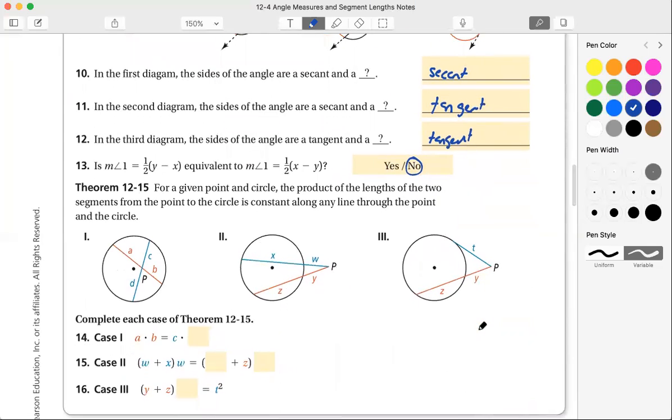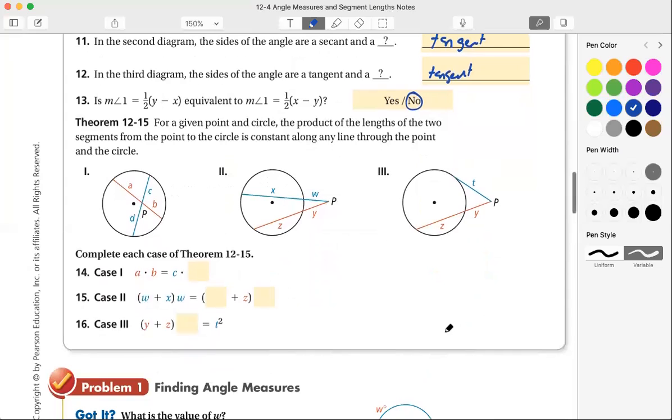All right, theorem 12-15. For a given point and circle, the product of the lengths of the two segments from the point to the circle is constant along any line through the point and the circle. So here are 3 cases, 1, 2, and 3. In case 1, we know A times B equals C times D. In case 2, we know the sum of W plus X times W equals the sum of Y plus Z times Y. And in case 3, we know that Y plus Z times Y equals T squared.